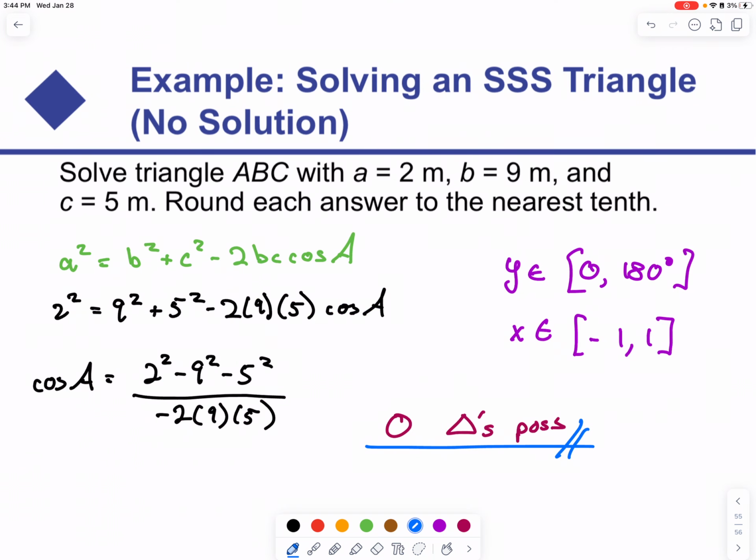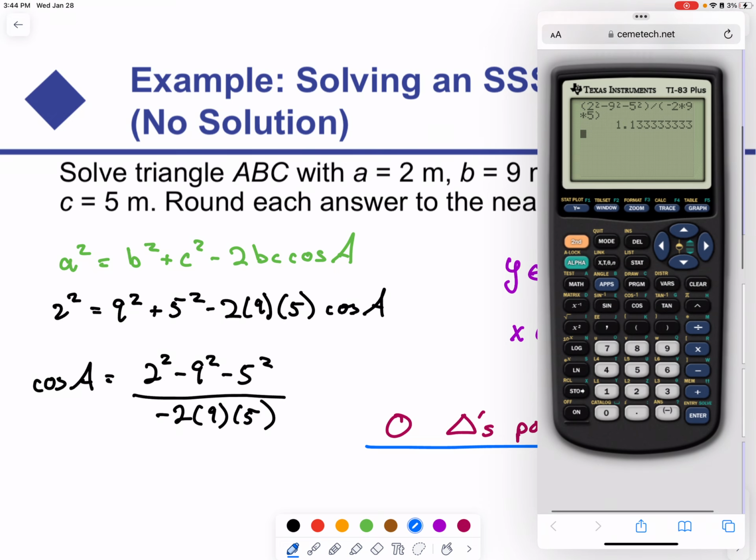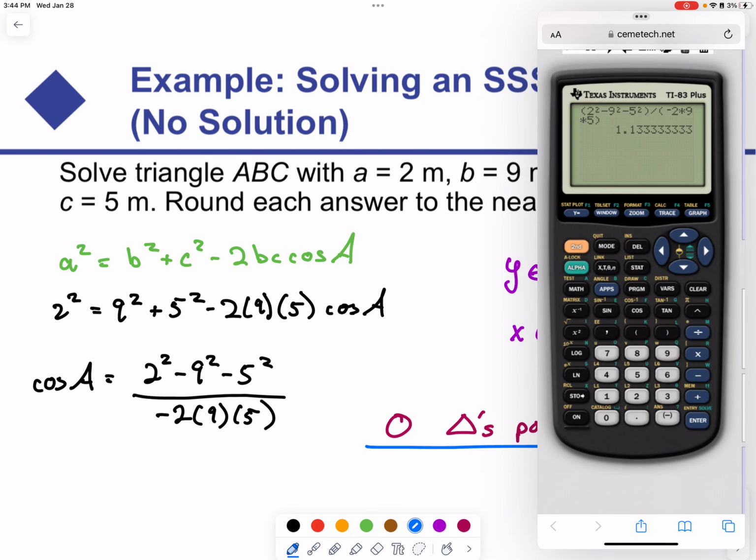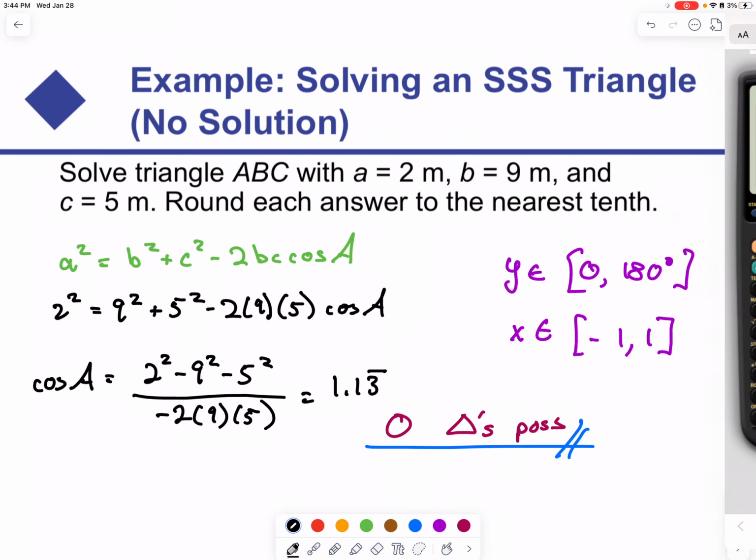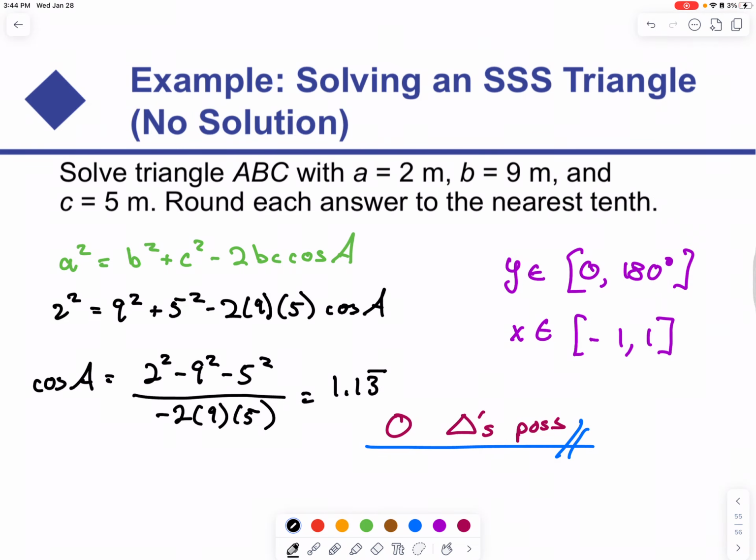We had a similar reasoning, right? Because we're looking for an angle. When we find the cosine of some angle, the output should be between negative 1 to 1, and our output was 1.13, right? Which is not between negative 1 to 1, so 0 triangles possible. Okay.